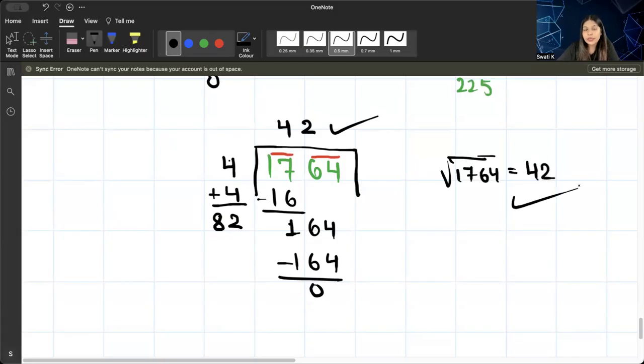42. Okay. So this method, I don't want to reveal the name of this method because maybe I'm giving you some work to figure out what's the name of this method. Please figure that out and let me know the answer in the comment section.